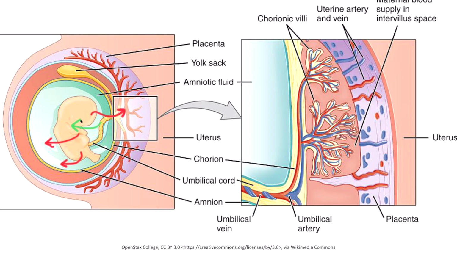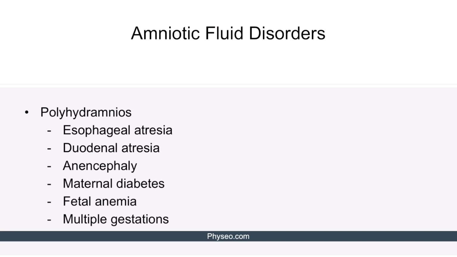Now, here's an illustration of normal amniotic fluid circulation. This green arrow indicates swallowing of the amniotic fluid, while the red arrows indicate urine production and amniotic fluid absorption via the gestational membranes. Now let's talk about the disorders, starting with polyhydramnios. So esophageal and duodenal atresia can both result in polyhydramnios due to decreased amniotic fluid resorption from the GI tract. And that makes sense. If the fetus can't swallow the fluid, then it's just going to build up, causing polyhydramnios.